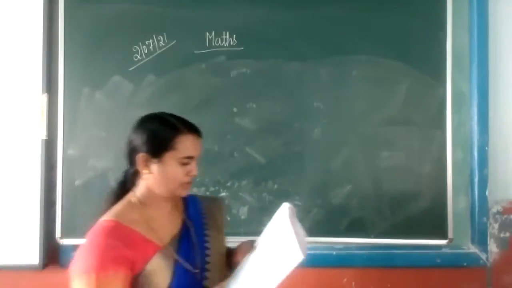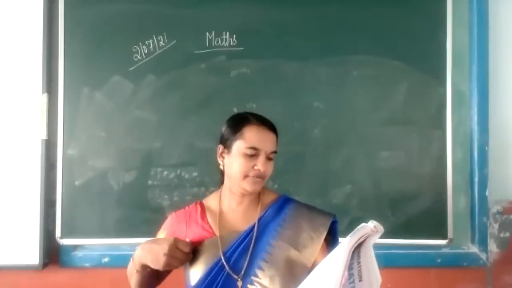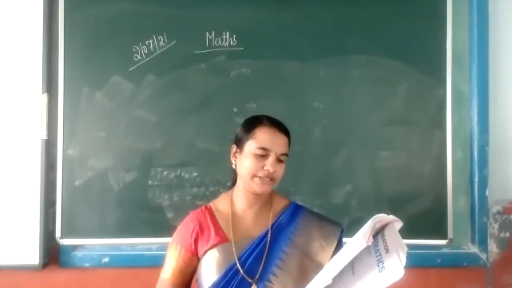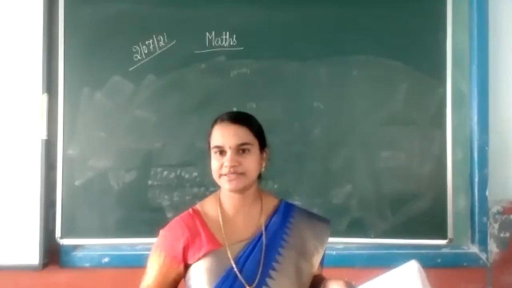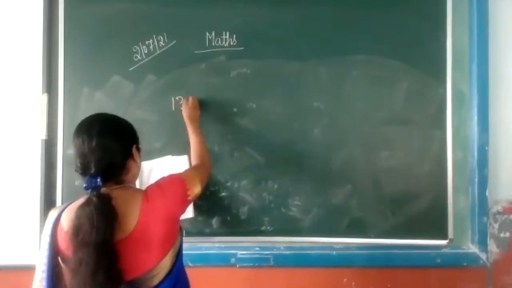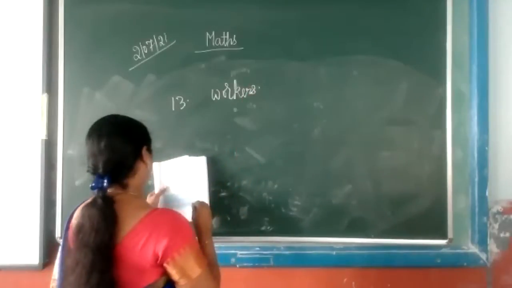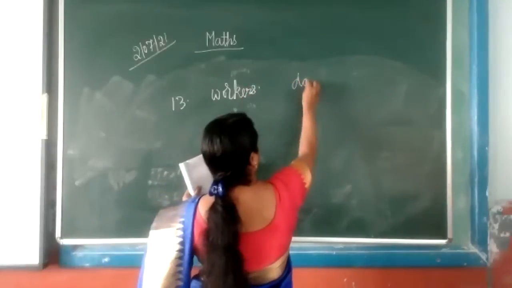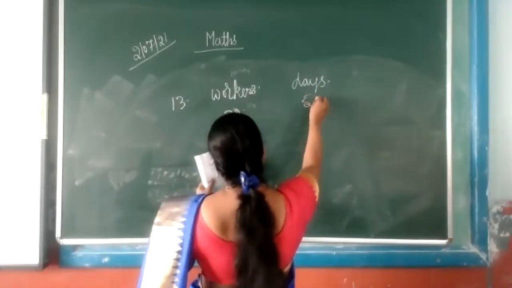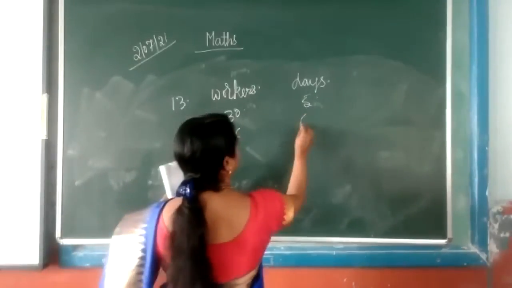Now, question number 13. 13 workers can dig a trench in 5 days. How many workers will be required to dig it in 6 days? On the equation, I will say, the remaining part you have to do. Okay, children? Question number 13. Workers, days. 30 workers are required to complete the work in 5 days. How many workers, so x, are required in 6 days?